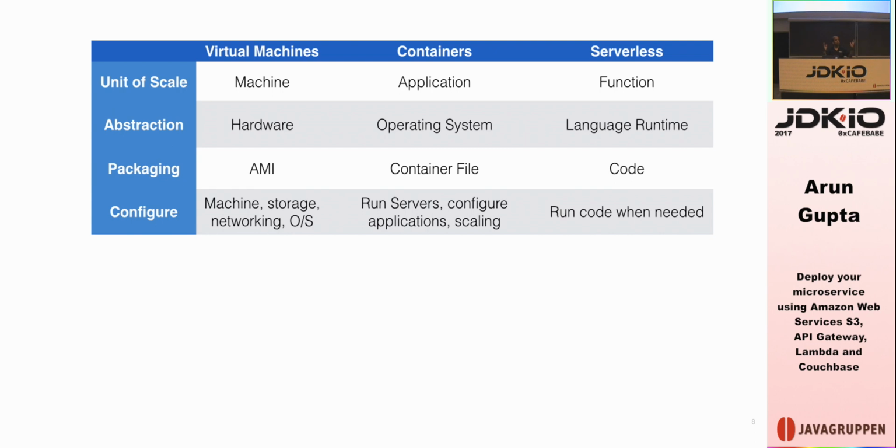What do you configure in all of these different means? In terms of virtual machine, you are responsible for the machine, storage, networking, operating system, all of that. So if you want to scale your machines, you want to create an EC2 cluster, then you will install on each EC2 instance, then you will network them, then you will create an auto-scaling group, and all of those, you are responsible for that.